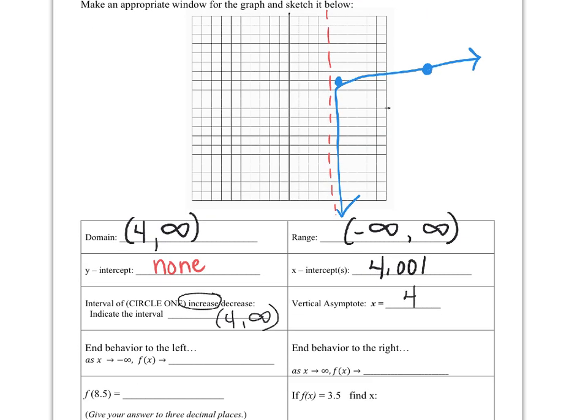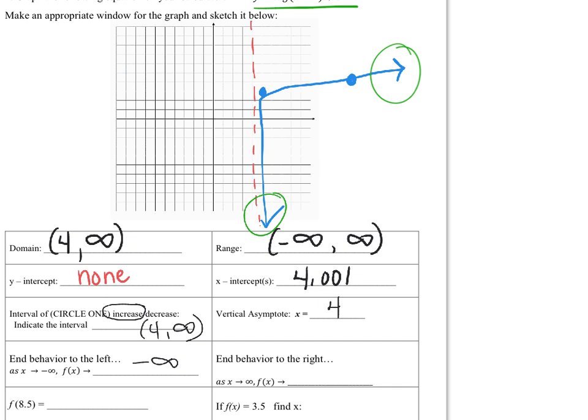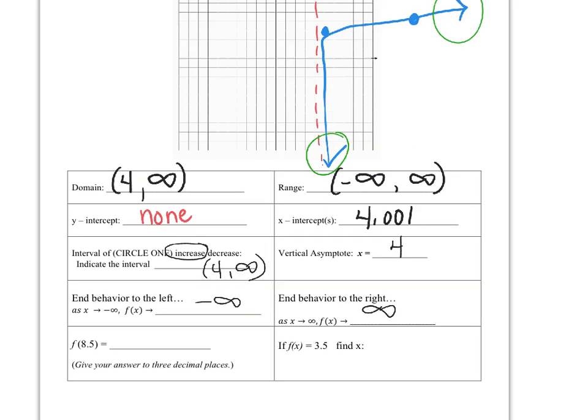Okay, end behavior to the left. We're going to say as x approaches negative infinity, so going to the left, we're looking at the left arrow. Our function is approaching the asymptote, right? So as our function, well, no, the arrow of our function is approaching negative infinity. So we're going to say negative infinity. And then to the right, as x approaches positive infinity, the arrow of our function is going slightly greater forever. So it is approaching positive infinity.